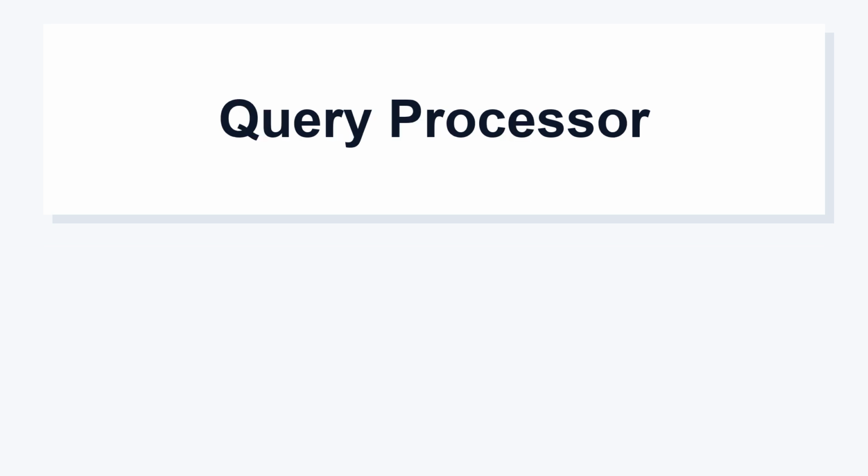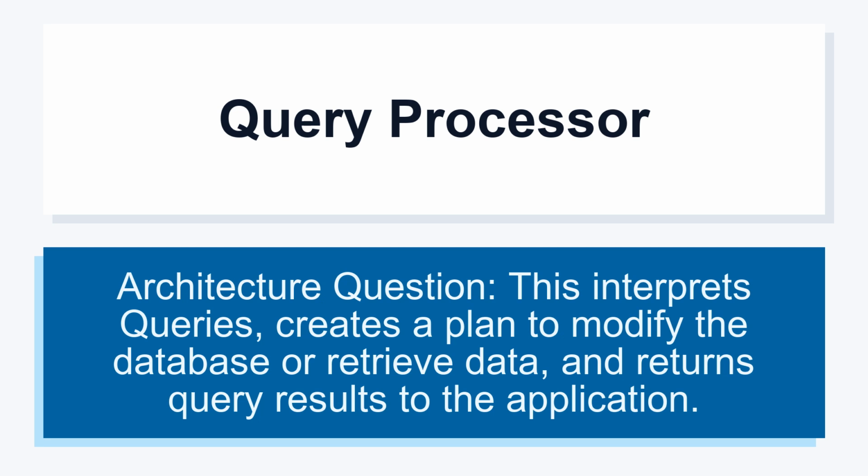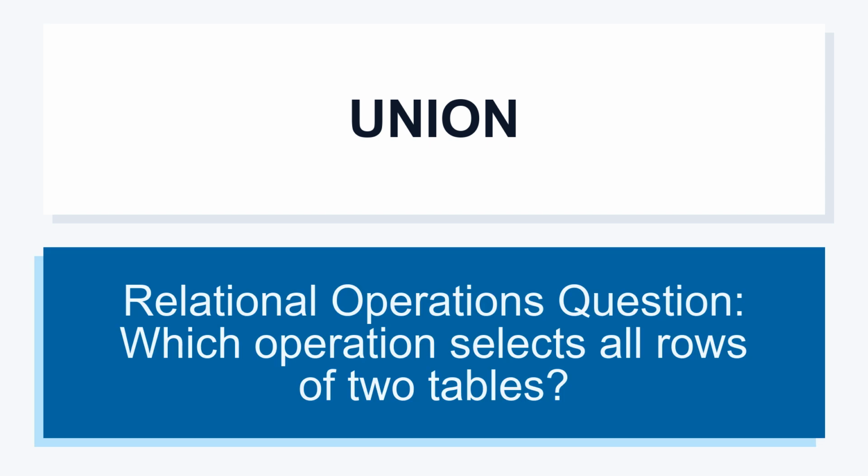Query processor. Architecture question. This interprets queries, creates a plan to modify the database or retrieve data, and returns query results to the application. Union. Relational operations question. Which operation selects all rows of two tables?